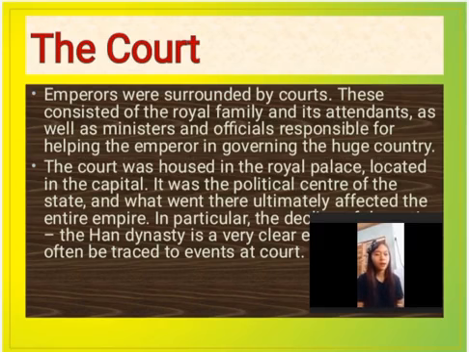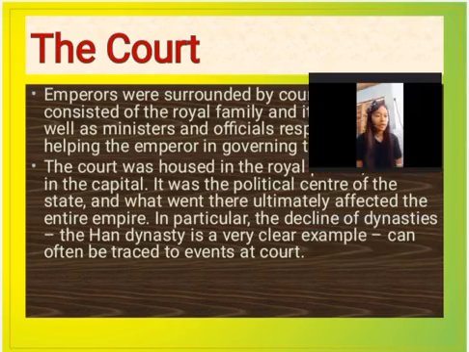The court. Emperors were surrounded by courts. This consisted of the royal family and its attendants, as well as ministers and officials responsible for helping the emperor in governing the huge country. The court was housed in the royal palace located in the capital. It was the political center of the state, and what went on there ultimately affected the entire empire.